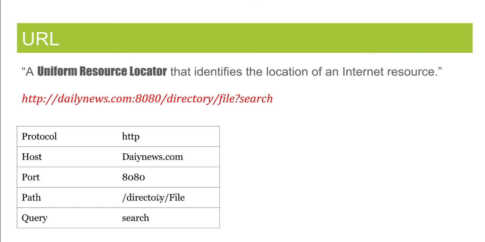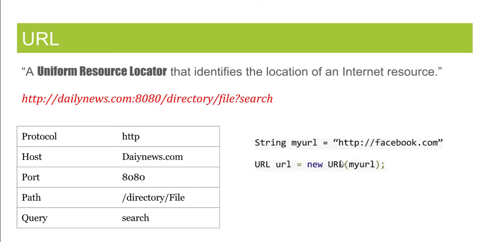The path here is slash directory slash file. This path actually locates the resource or the feature we are accessing. And finally, the query. This defines the method or the purpose which we need to perform. So from simple string URL, we get URL object using new URL constructor and passing the string URL here.